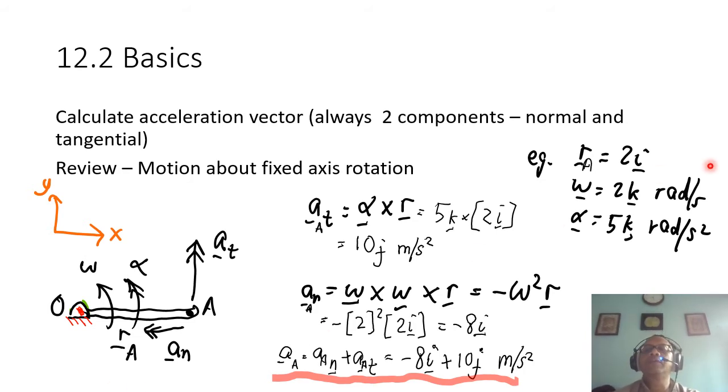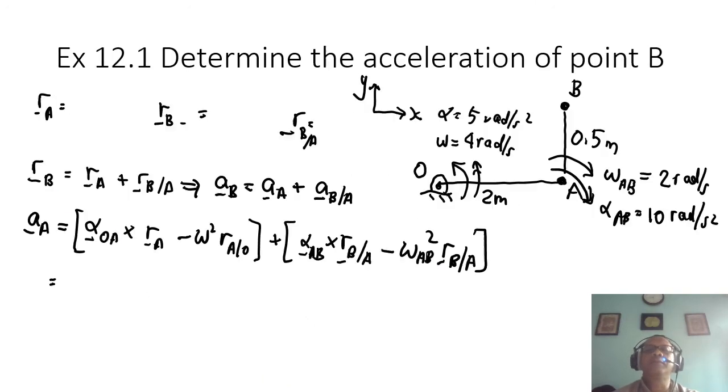Yeah. So now let's try a more complicated example. So in here you have a link OA and you have a link AB. And OA is rotating counterclockwise with an angular speed of 4 radian per second and angular acceleration of 5 radian per second squared. AB is rotating clockwise, omega AB is 2 radian per second, and alpha AB is 10 radian per second squared. And we have chosen our coordinate system to be this xy. So we have to determine the acceleration of point B.